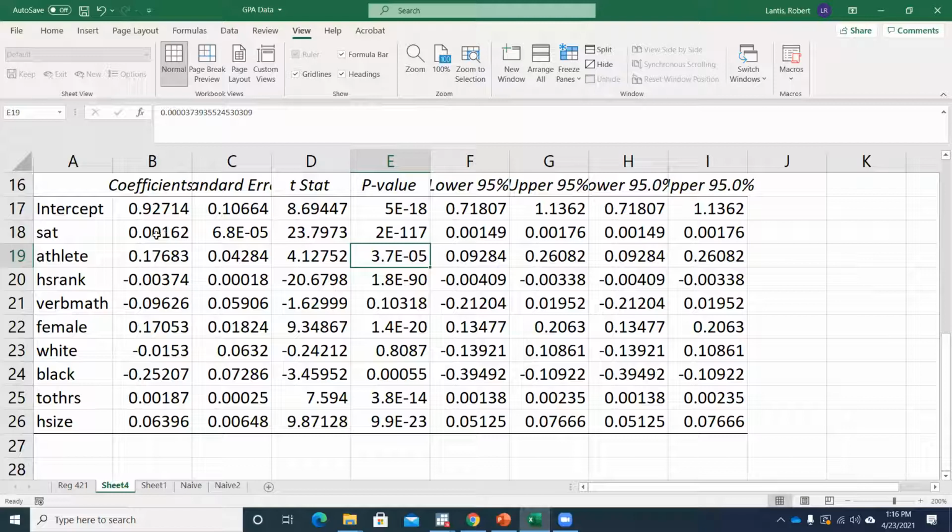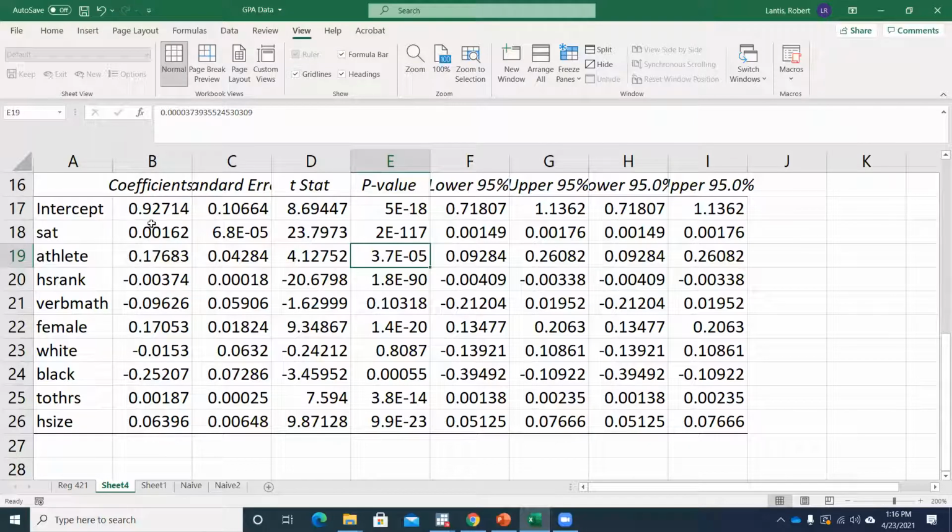So 2 people with the same SAT score, same rank in their high school, scored the same on this verbal math test, both female or both male, both white or both black, same total number of credit hours, they went to the same high school of the same size, but one of them's a student athlete, we would predict their GPA would be 0.17 points higher. That's a lot more powerful of a statement, right? So holding constant all these factors, we get a much better estimate of what the relationship is between each one of these variables and that Y variable GPA.